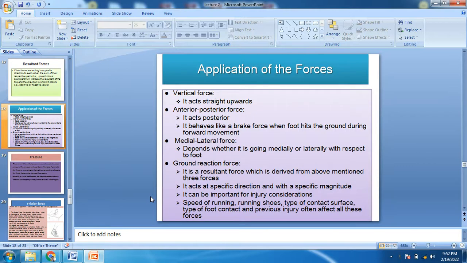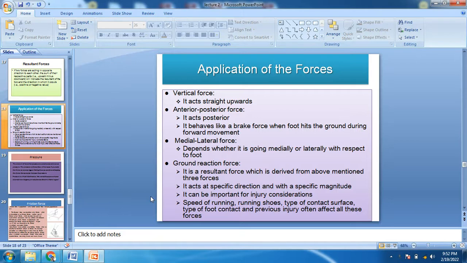Application of the forces. Vertical forces act straight upward. Anterior and posterior forces act anterior and posterior. The posterior force behaves like a brake force when the foot hits the ground during forward movement. Medial and lateral forces depend on whether the force is going medial or lateral with respect to the foot.